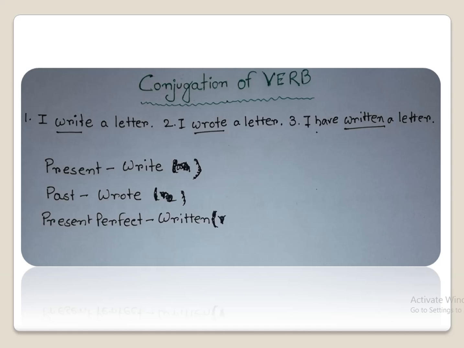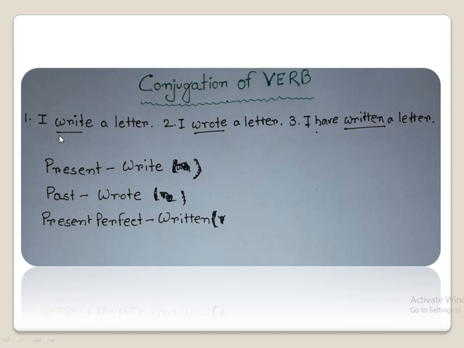So here, see, I have written three sentences. In the first one, I write a letter. The second sentence is I wrote a letter. The third sentence, I have written a letter. See, here I have underlined the verb. In all three sentences, I have underlined the verb. So you have already observed the change in the verb in the three sentences.